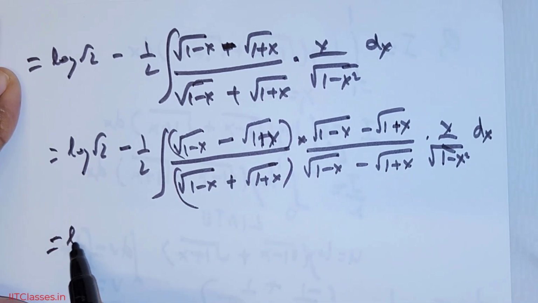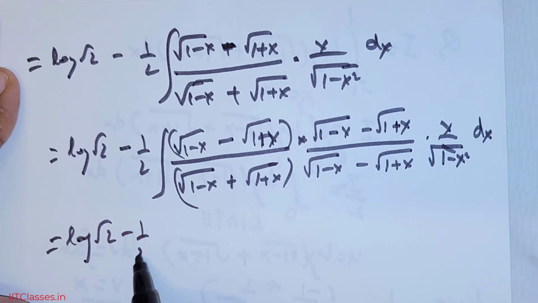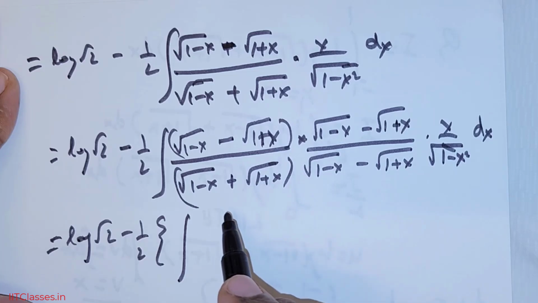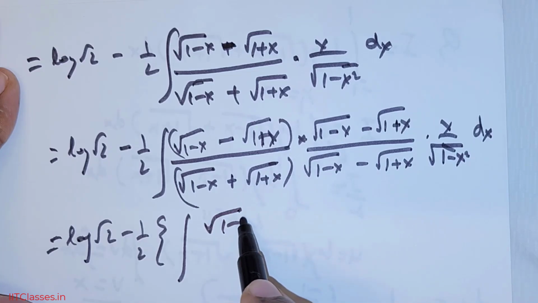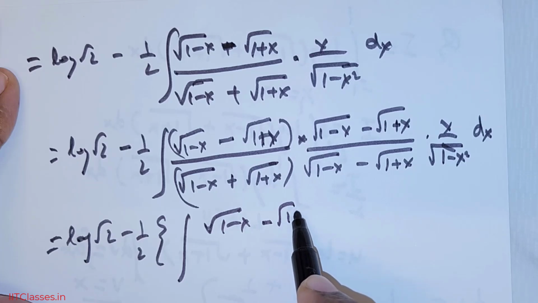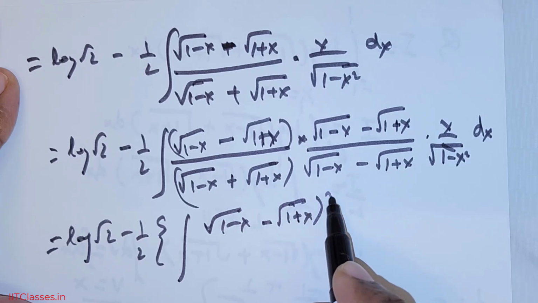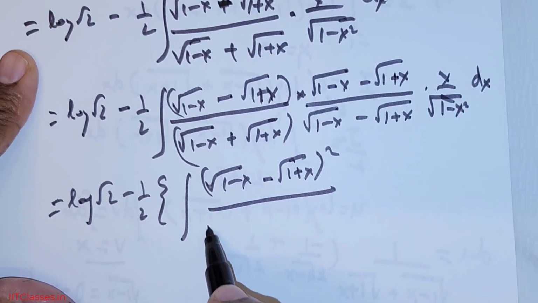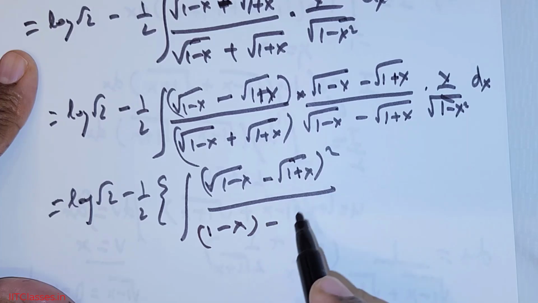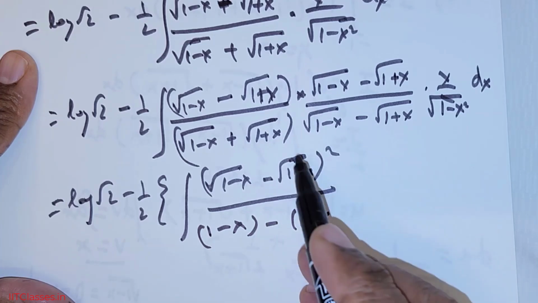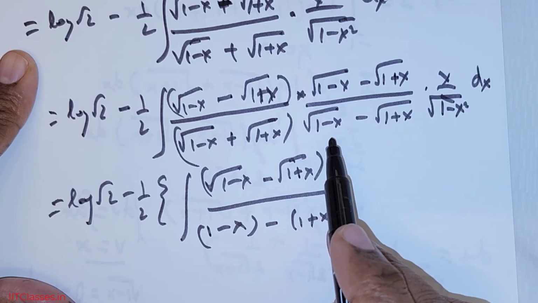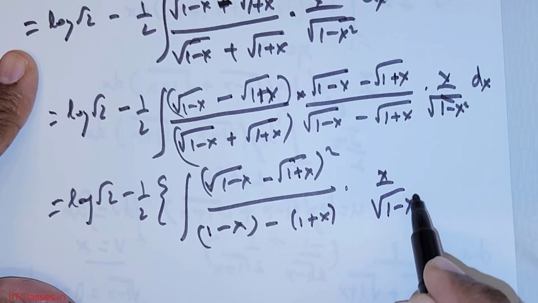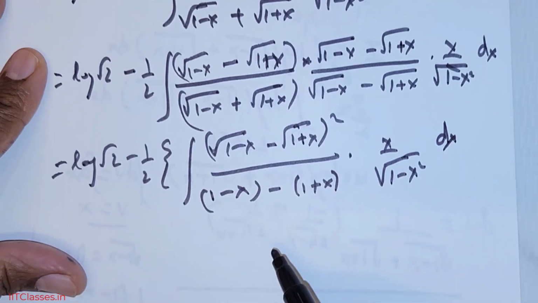Now this is equal to log root 2 minus 1/2. You multiply these two together, so this is going to be root of 1 minus x minus root of 1 plus x, the whole squared. You multiply these two together, you get 1 minus x followed by minus 1 plus x, isn't it? It is (a plus b) times (a minus b), times x times the root of 1 minus x squared times the dx.